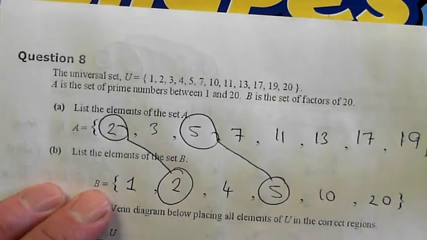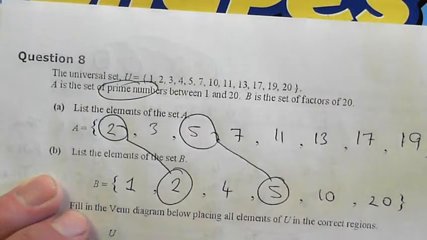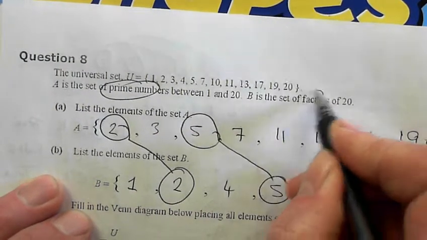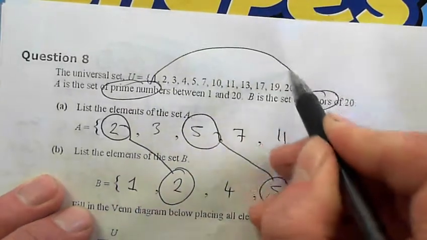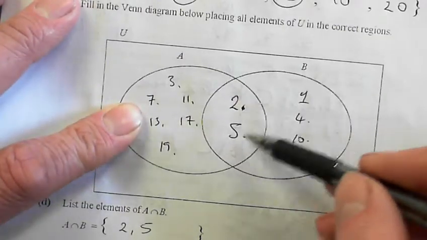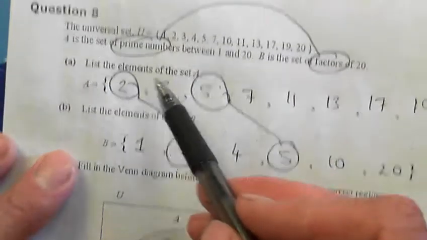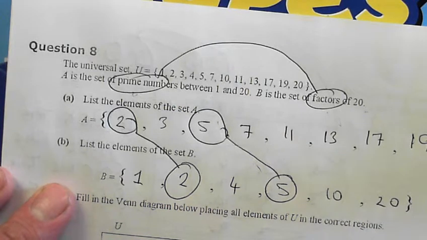Because where do you get that answer from? You get it from up here. Prime number, and there are 2 keywords in those sets. So they're the things that have to be in common. So the things that are in common go in the middle. So that's what they have in common. They are prime numbers and they are factors of 20. Alright?